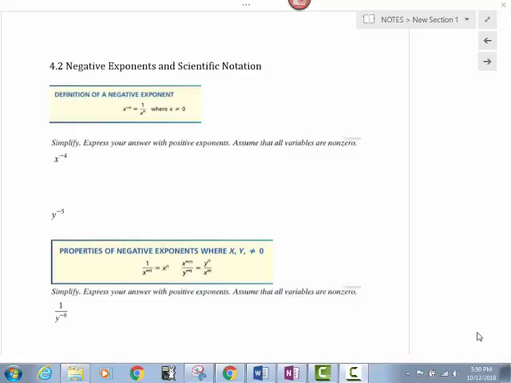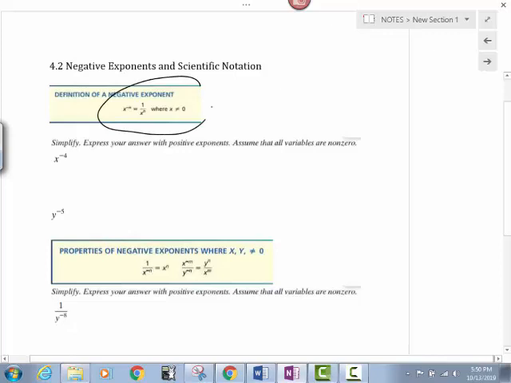Section 4.2 talks about negative exponents in scientific notation. So the definition of a negative exponent is given to us right here. And if it's a little hard to see, I'll write it again. It just says x to the power negative n is the same thing as 1 over x to the power positive n. So first off, I want to think of this number here as a fraction.